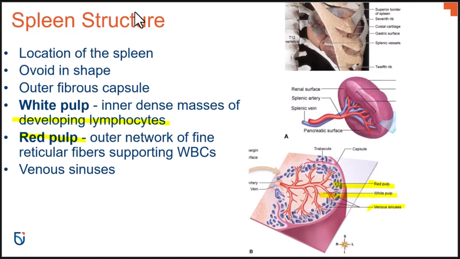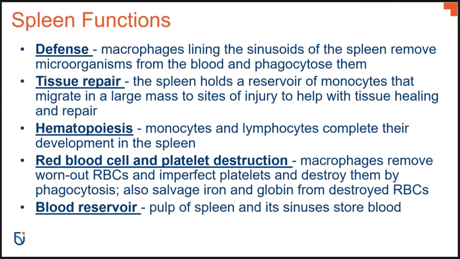So that was me talking primarily about the structure of the spleen. I touched a little bit on function, but we're going to look at more detail now. The spleen plays a defense role in that the white blood cells are going to remove microorganisms and phagocytose them as blood moves through it. It's also involved in tissue repair. The spleen holds a reservoir of monocytes. So think of it as like extra monocytes that are hanging out there, that if there is an injury, then we can sort of dump monocytes from the spleen so that they can travel to an area that needs healing and repair.